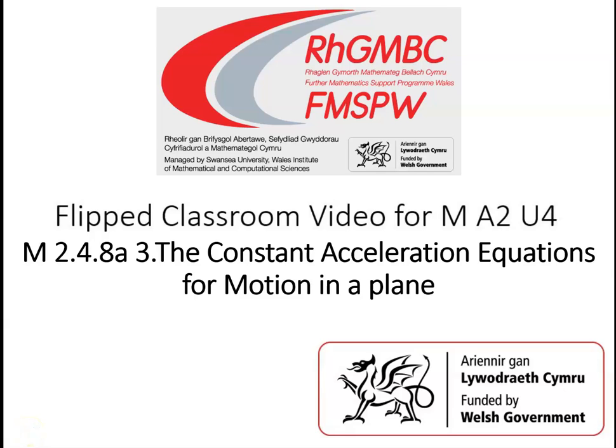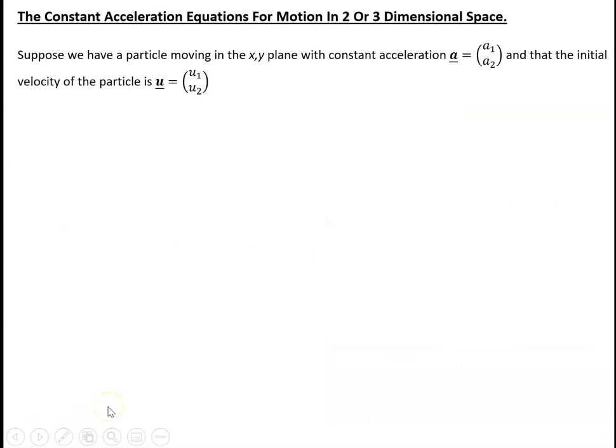In this video we establish the constant acceleration equations for motion in two dimensions. Suppose then that we've got a particle moving in the xy plane with constant acceleration given by the vector a, which has an x component of a1 and a y component of a2, where a1 and a2 are constant numbers. And that the initial velocity of the particle is given by the vector u, which has an x component of u1 and a y component of u2.